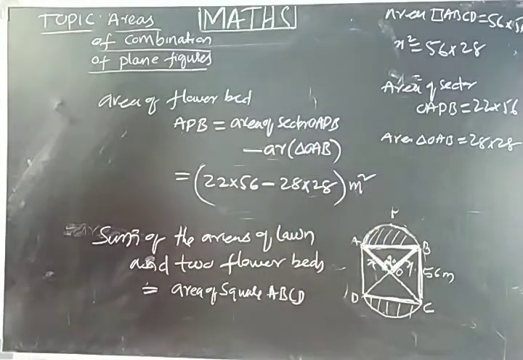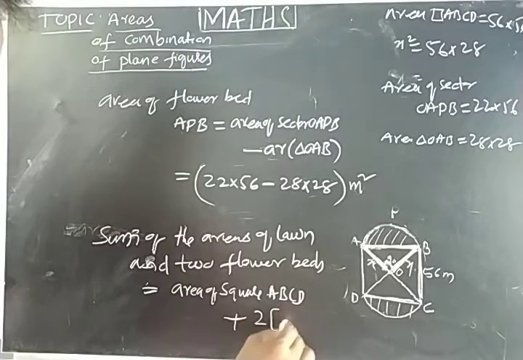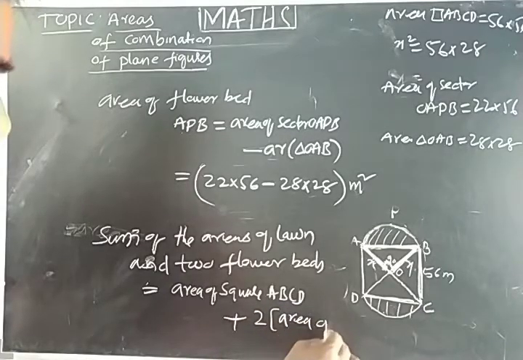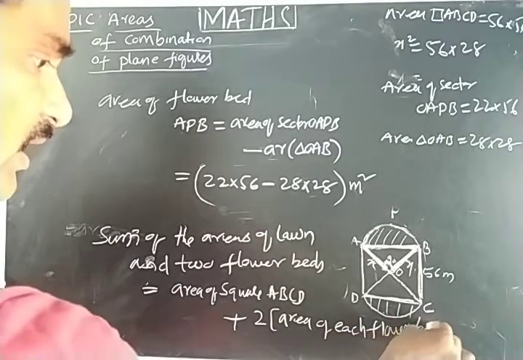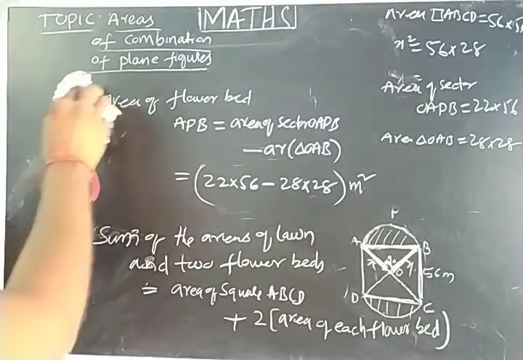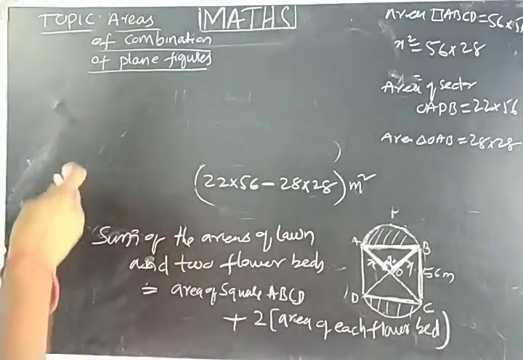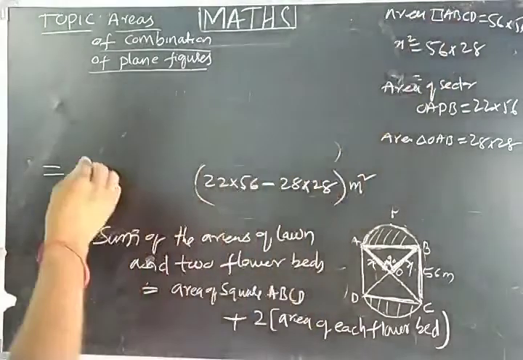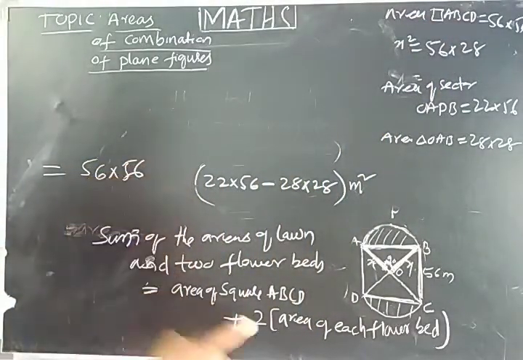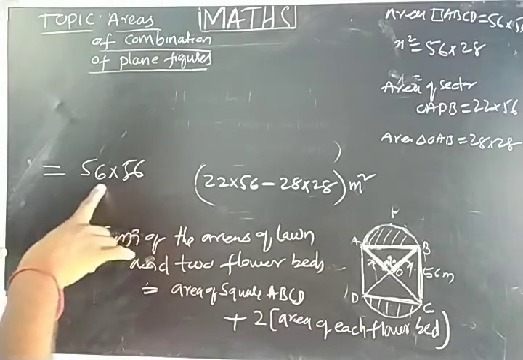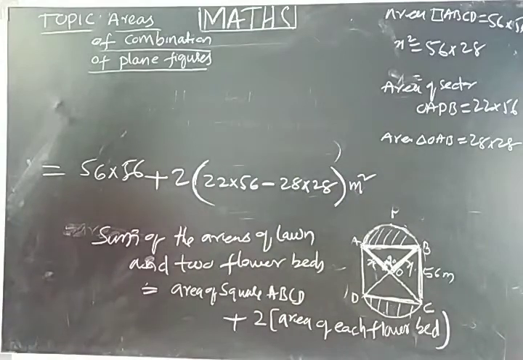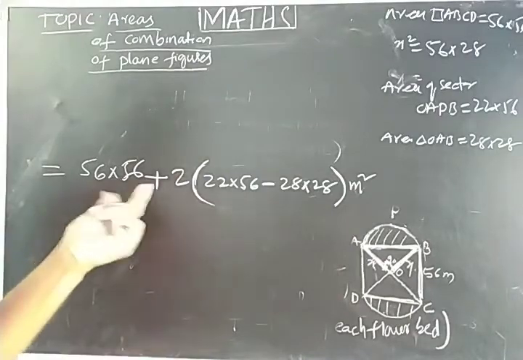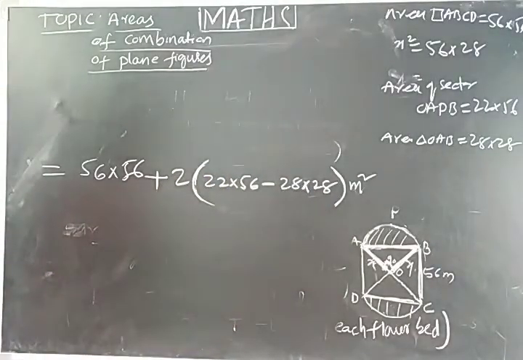Already we got 56 into 56 plus 2 into area of each flower bed. Right? Already I got the area of each flower bed. So the area of the square is 56 into 56. I substituted here: area of square is 56 into 56 plus 2 into area of each flower bed, 22 into 56 minus 28 into 28. This is the required answer. You can simplify this, multiply, then add it, then you will get the answer.